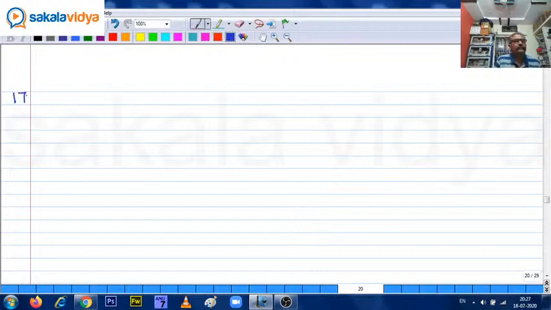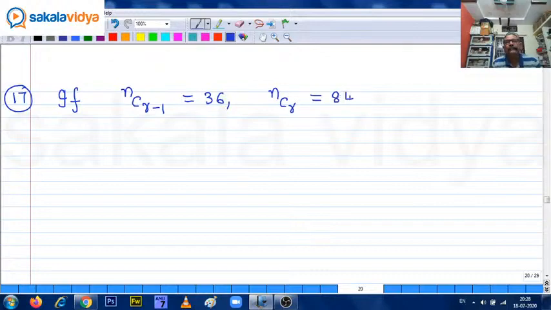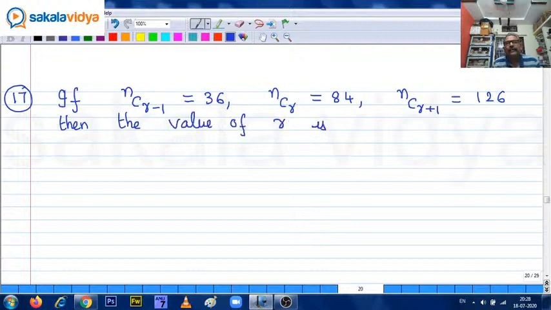Seventeenth question. If n C r minus 1 equals 36, n C r equals 84, n C r plus 1 equals 126, then the value of r is: first option 1, second option 2, third option 3, fourth option 4.